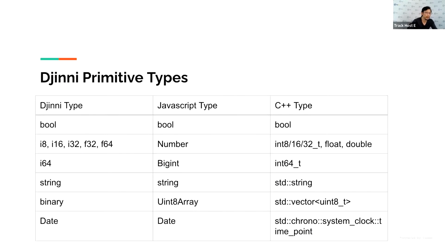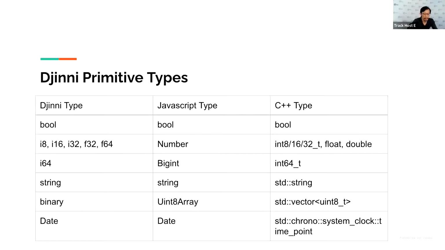We have a bunch of primitive types. These are the built-in types that are supported by Djinni IDL. You can see we have bools and different widths of integers and floating points. We have the 64-bit integer, which is a bit special in JavaScript because it has to be mapped to BigInt, not just number. There is a string, which we map to std::string in C++ and the JavaScript string. We have binary to pass a non-string array, an unsigned 8-bit integer array. We have date types.